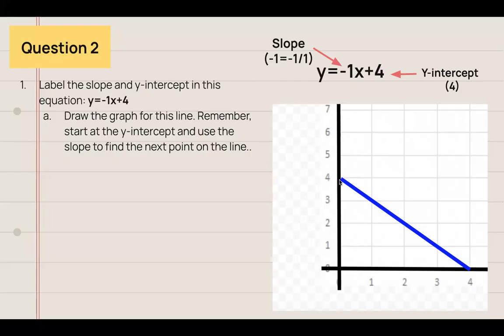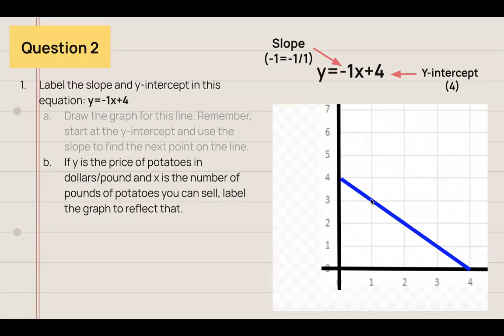So we'll do our rise first. We'll start at this 4, our y-intercept. We're going to go down 1 for our rise, negative 1, and then over to the right 1. And this will be our next point. Then we would do the same thing, down 1, over 1, down 1, over 1, and that's how we draw our line.